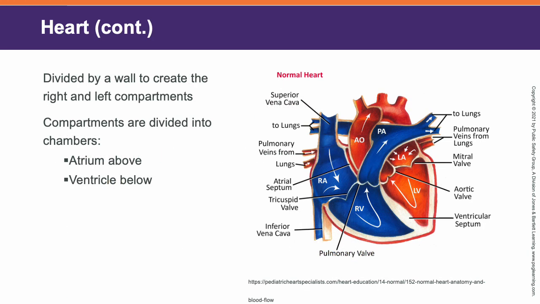Okay, so your heart is divided into four chambers. You have two chambers or compartments, like it's described here. You have your two atria, which are the top ones, so you have your right atrium and your left atrium. Then you have your two ventricles, which are the bigger chambers on the bottom, your right ventricle and your left ventricle. Okay.